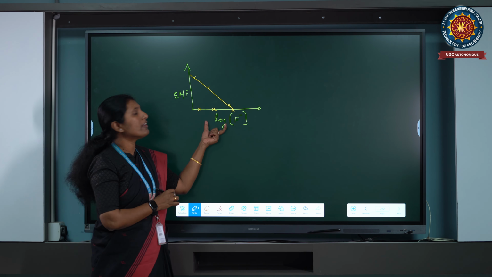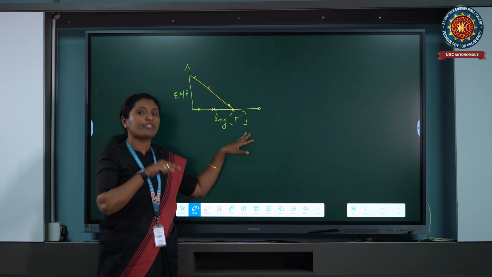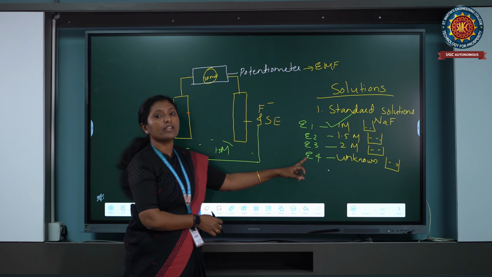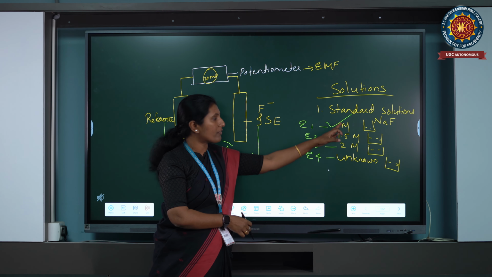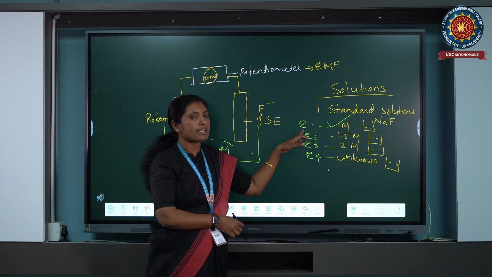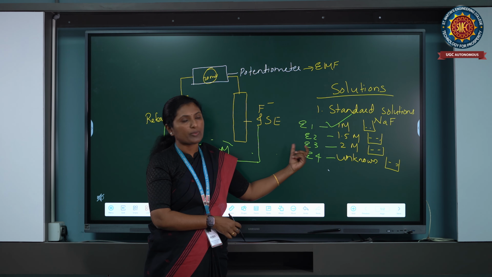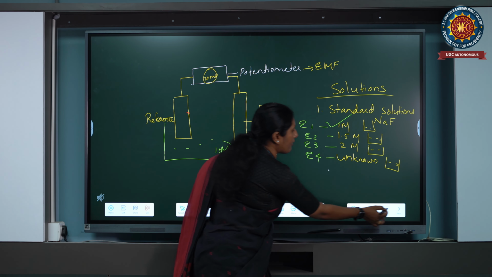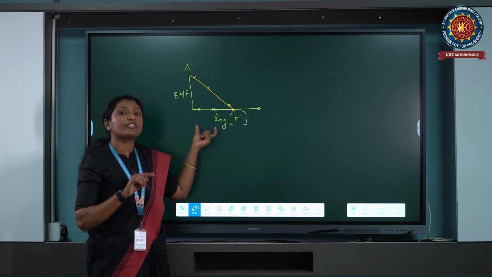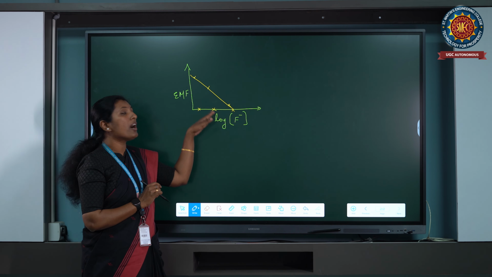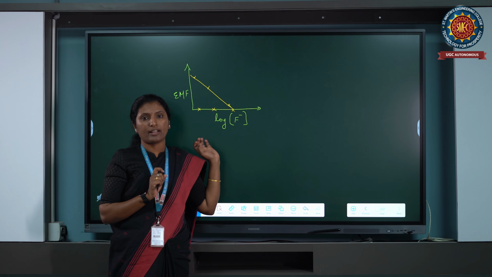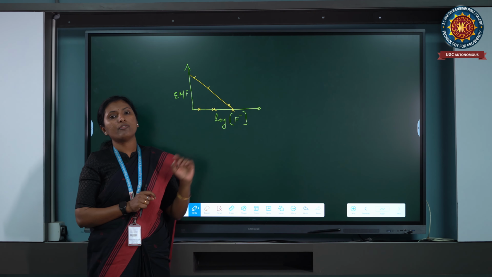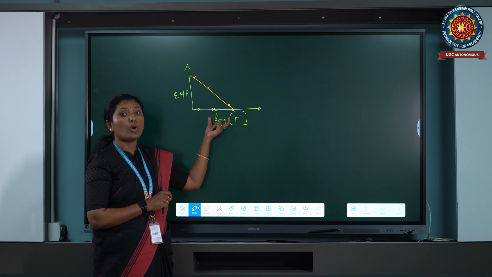Now I will tell you why we took the log of concentration. Previously, we mentioned only concentration: for 1 molar it is E1, 1.5 molar it is E2, 2 molar it is E3. So for each concentration we got the EMF. But instead of molar, we took the log of the concentration. Why? Because we have to get a straight line, otherwise we will get an exponential graph. In order to convert it into a straight line, we take the log of the concentration.